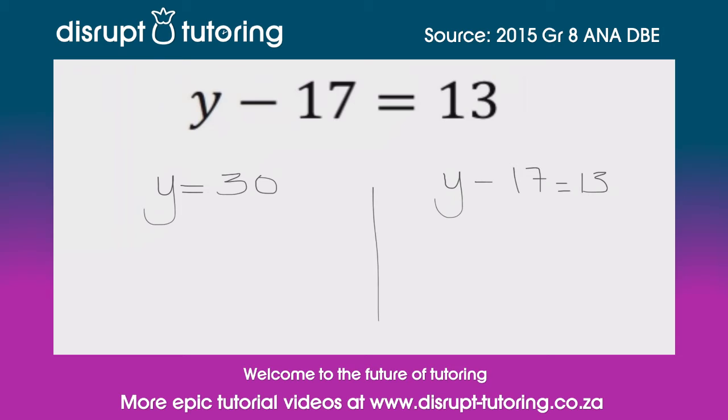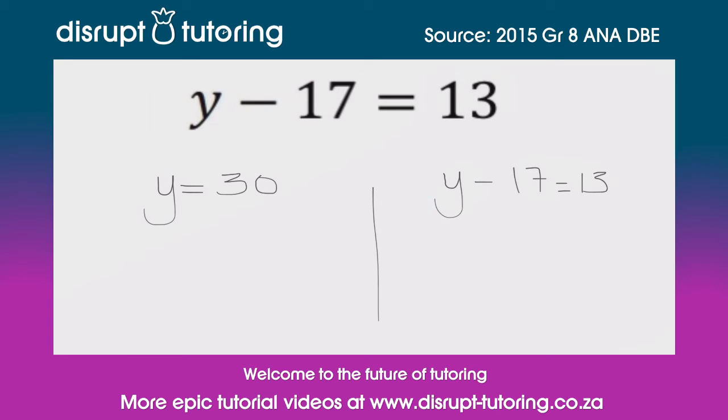How do we do that? Well, we need to apply the inverse operations. What do I mean by inverse operations? Do you see that we've got a minus 17 over here and we want to try and keep this y by itself? So the inverse operation of minus is plus. So what we need to do is add 17 on this side.